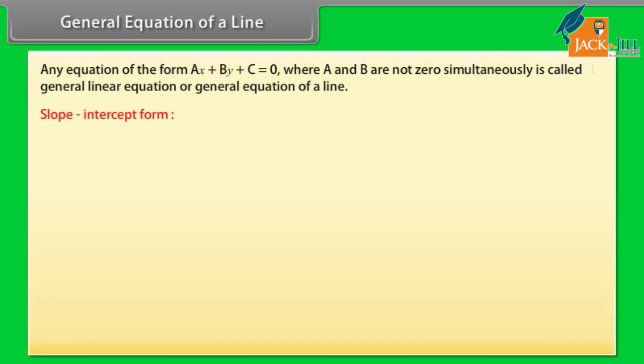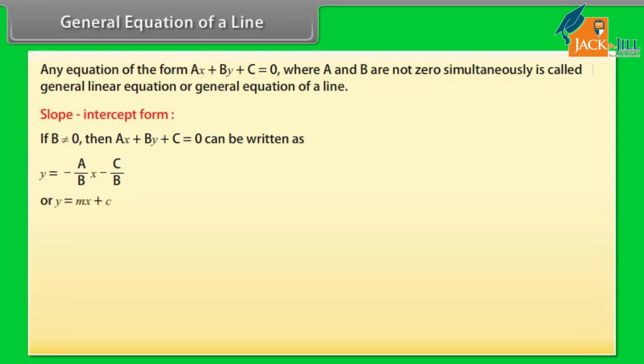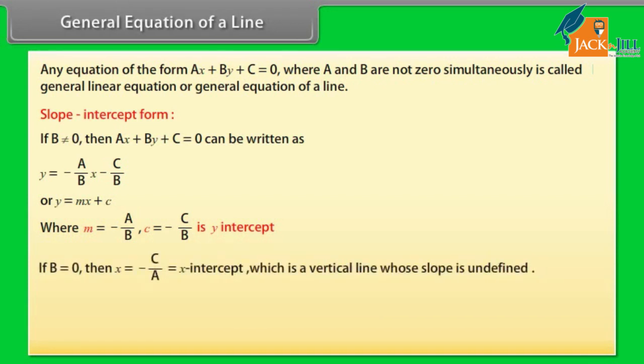Slope-intercept form. If b is not equal to 0, then ax + by + c = 0 can be written as y = -(a/b)x - c/b, or y = mx + c, where m = -a/b is the slope, and c = -c/b is the y-intercept. If b is equal to 0, then x = -c/a is the x-intercept, which is a vertical line whose slope is undefined.